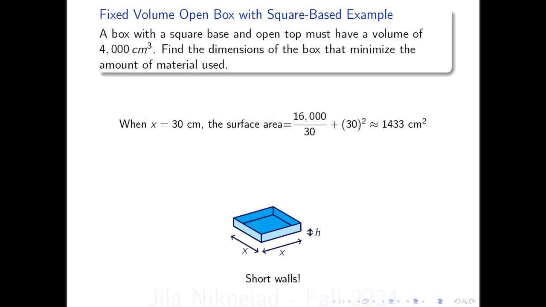So let's try to give a few examples. Let's say x is equal to 30 centimeters, then the surface area is going to be the surface area of the 4 walls, which we found through that formula, is 16,000 divided by x, and then added to the area of the base, which is x to the power 2. For x, we plug in 30, and we get approximately 1,433 square centimeters.